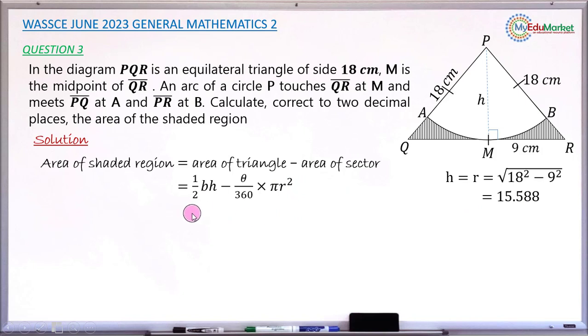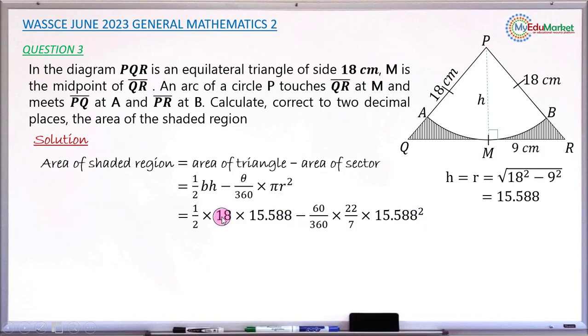So substituting, you have half multiplied by 18, the base of this triangle, multiplied by h, which I have as 15.588, minus the substitution for the area of the sector. Theta will be 60 because angles in an equilateral triangle are 60 each. So this angle subtended by this arc at the center of the circle, which is P, is 60. So I have 60 divided by 360 multiplied by pi multiplied by r, which is 15.588, so you have 15.588 squared.